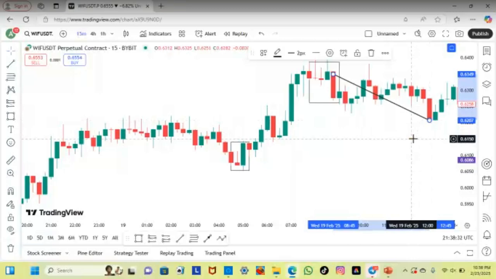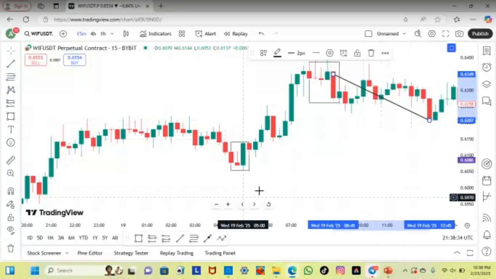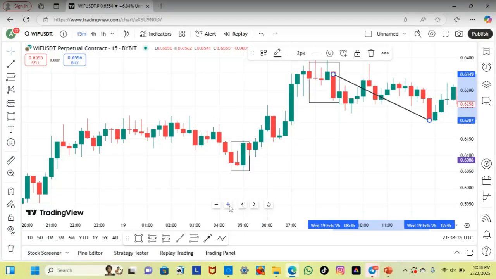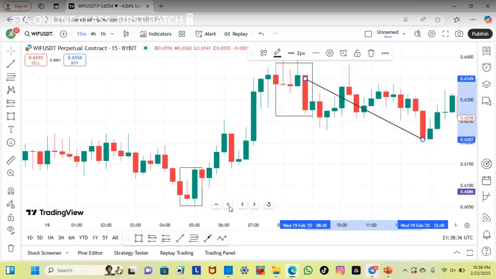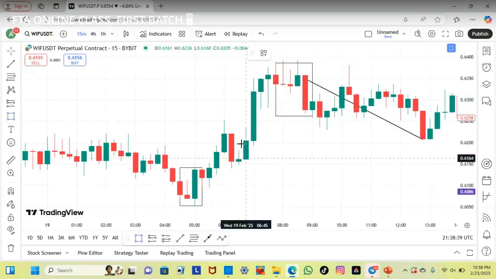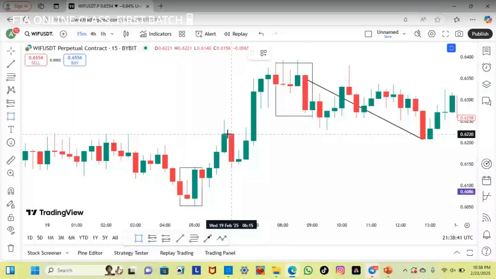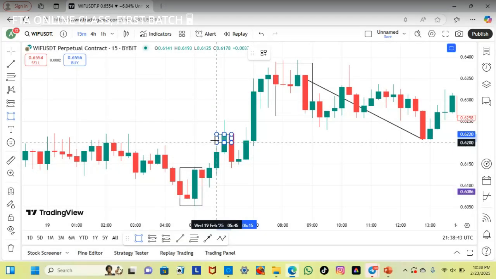Let me spot out something for you. Something I just noticed here now. Look at this next pattern. I'm spotting it out with a rectangle. It's a red rectangle here. You can see it clearly.